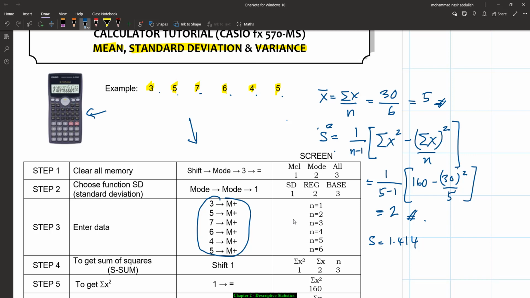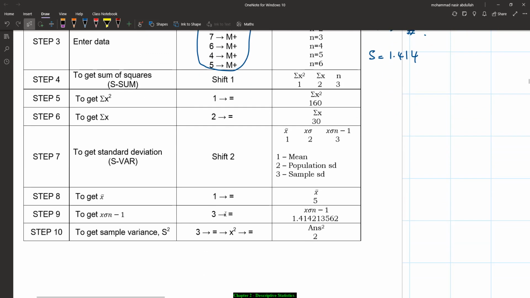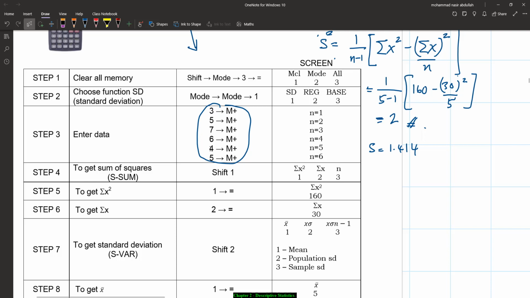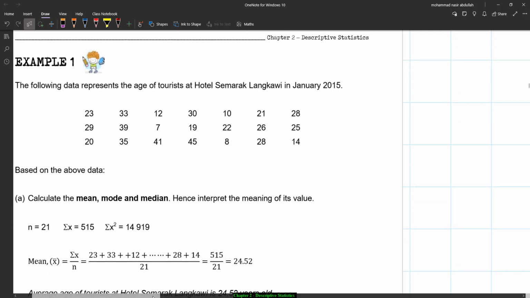Can you understand? Very simple, right? This is how we use a new calculator, ES. If you are using the older calculator, there are many steps to get it, a bit complicated and easy to make mistakes. So that's why I strongly advise you to buy a new calculator. So let's look at the example.